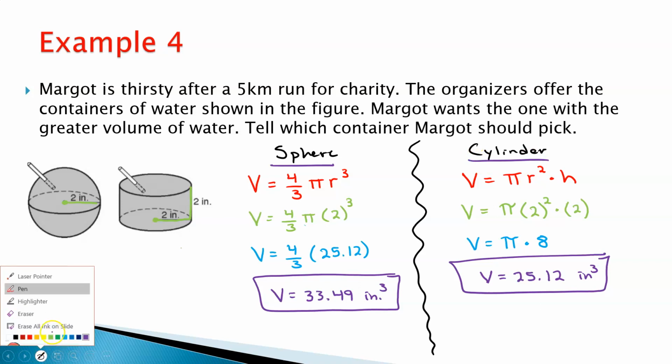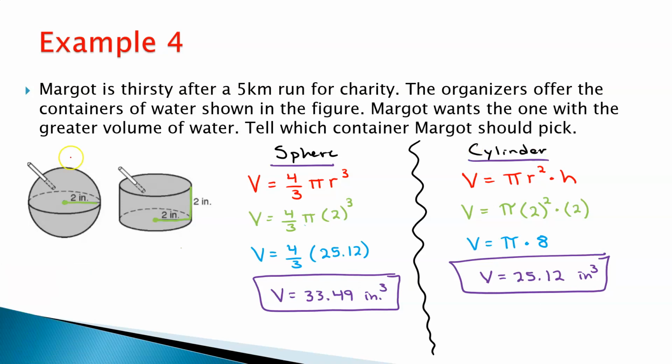So which one would you recommend? Which one would I take myself? I would recommend the sphere. Okay, pick this one. Or we can just say sphere. Okay, the sphere wins. That one has a lot more volume. I'd rather have that one and not get ripped off on the extra water, right? I just ran a 5K. I'm really, really exhausted.